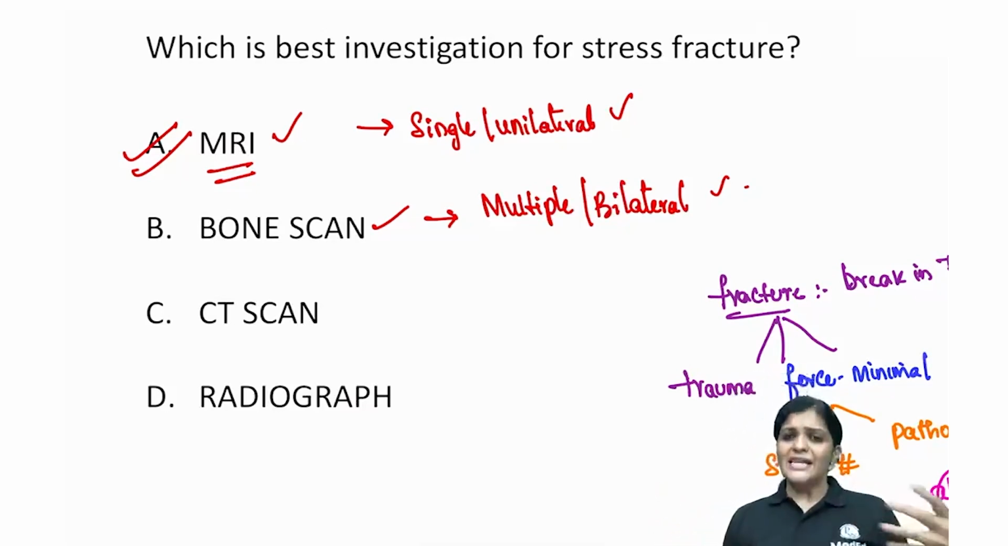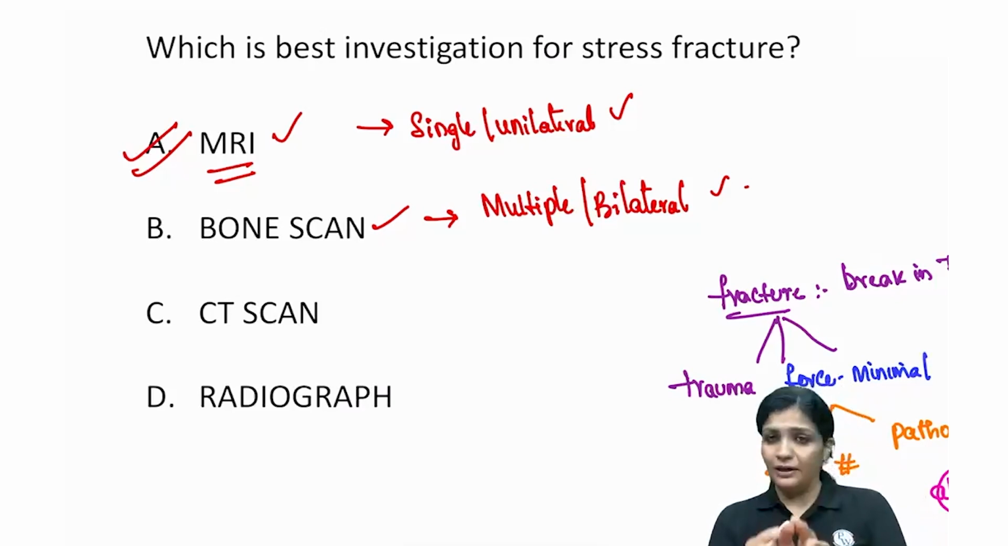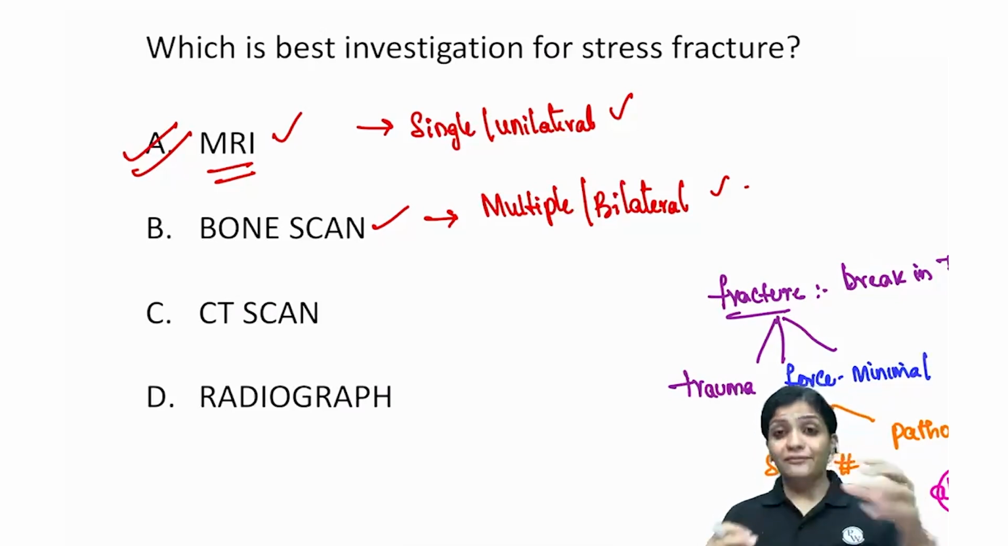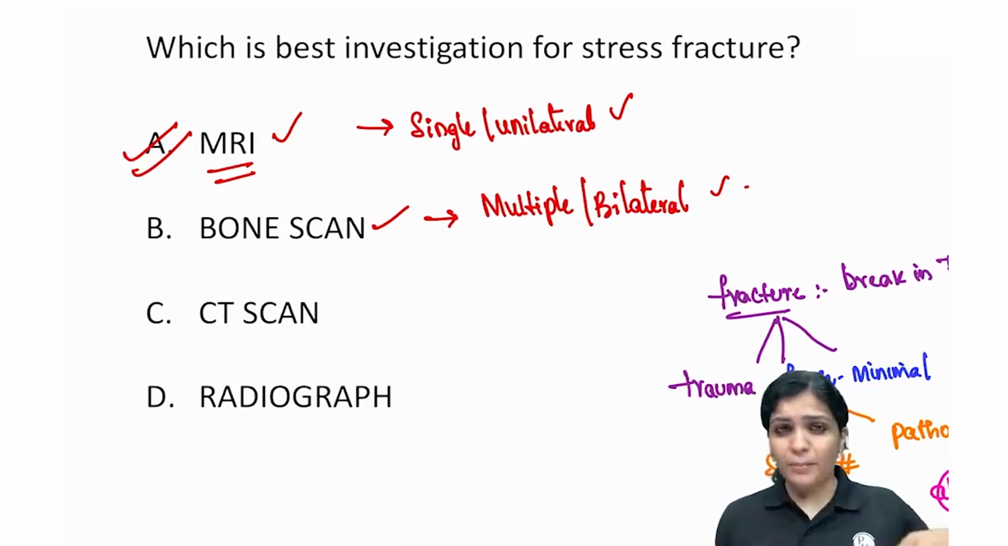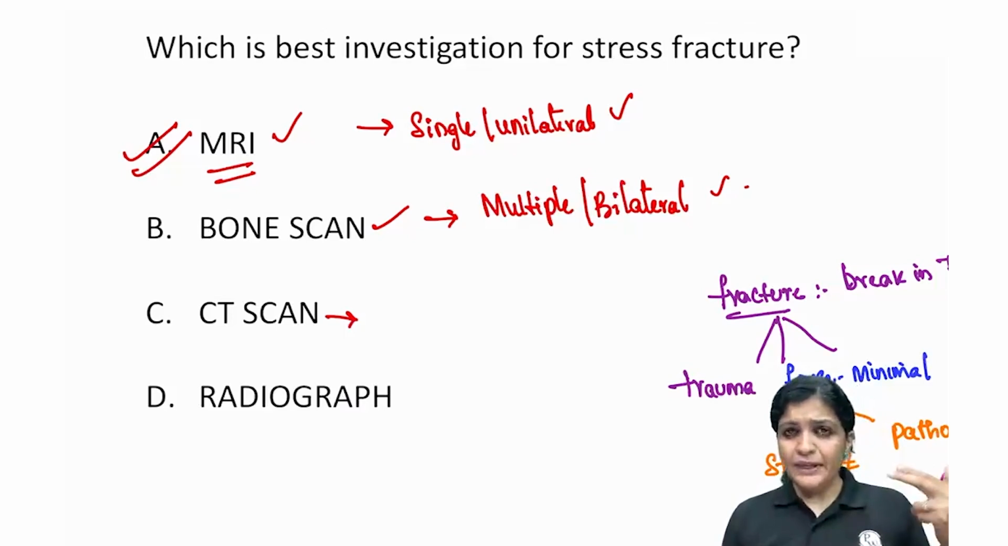So this is, again, as I told you, the advanced version of asking a question. Whenever they ask simply, what is the best investigation, you undoubtedly mark it as MRI. But if they say there are multiple stress fractures or multiple things which we have to identify, then we usually prefer a bone scan. CT scan is also preferred, but usually it is the MRI which we take. It is the initial investigation of what they are asking about.